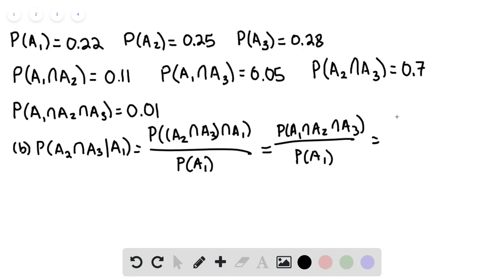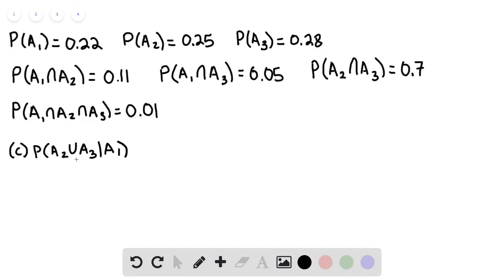which turns out to be 0.01 over 0.22 for our probability of A1, and this is 0.0455. Now, what this means is that given that the firm is awarded project number 1, there is a 4.55% chance that the same firm will be awarded both projects 2 and 3. Remember that intersection generally means "and" when we're interpreting a problem like this.